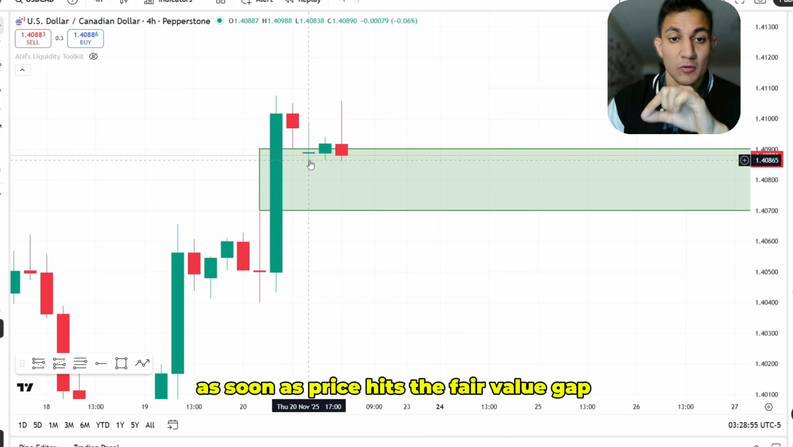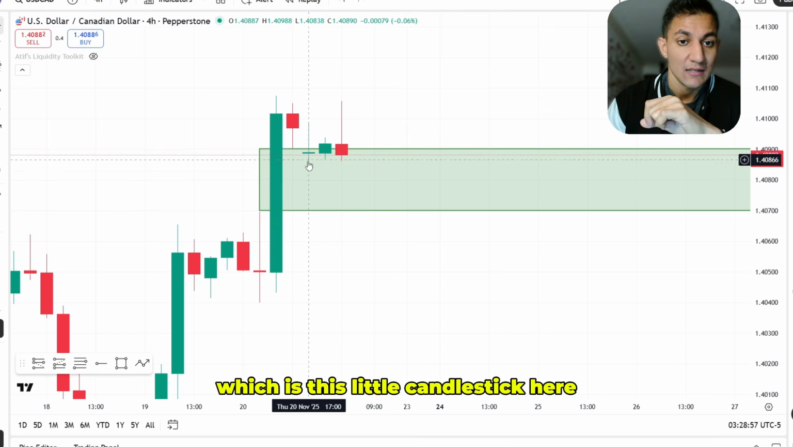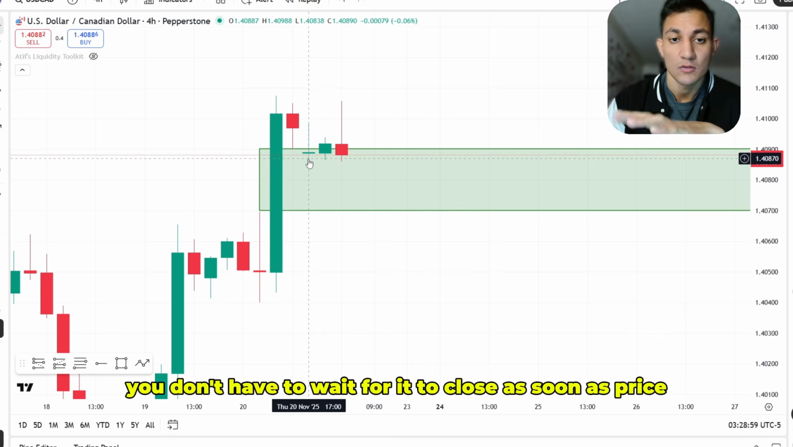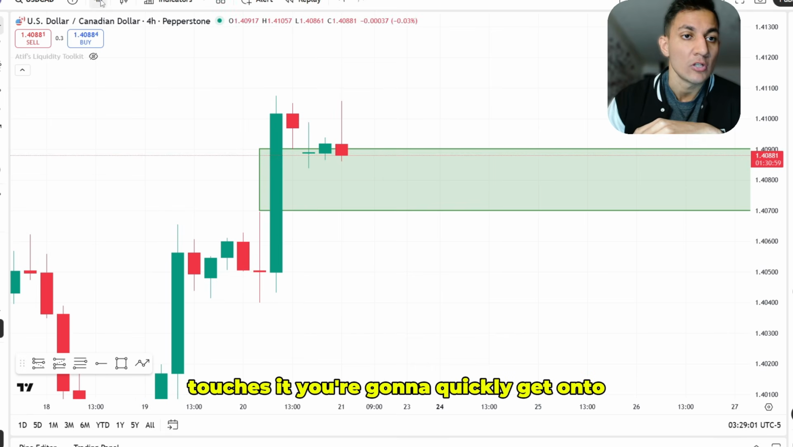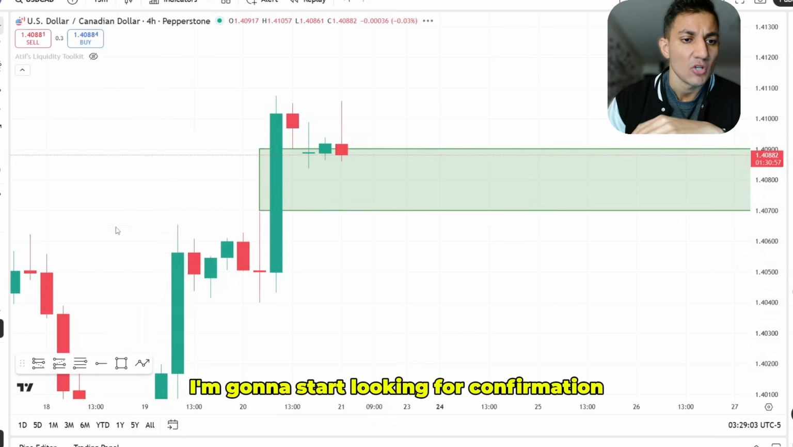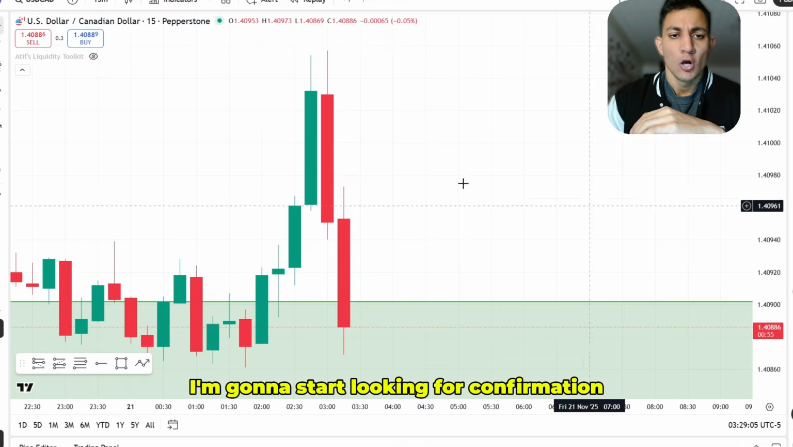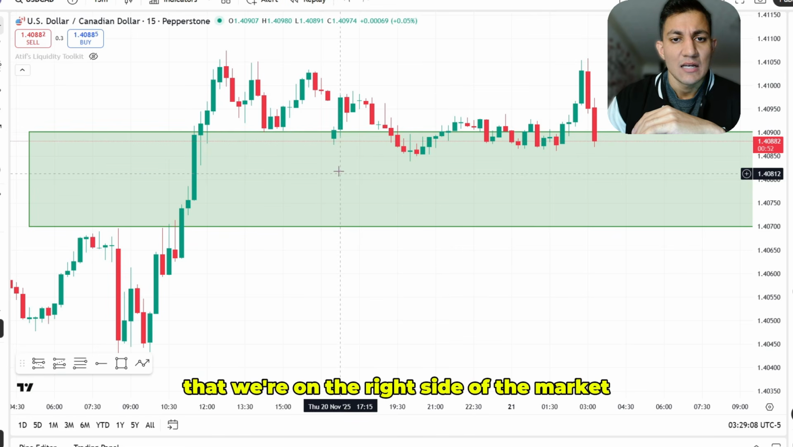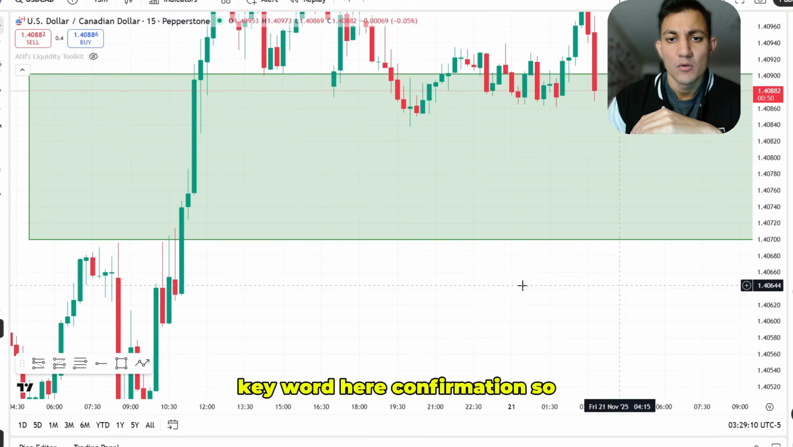Now, as soon as price hits the fair value gap, which is this little candlestick here, you don't have to wait for it to close. As soon as price touches it, you're going to quickly get onto the 15-minute chart, and we're going to start looking for confirmation that we're on the right side of the market, right? Really important, really key word here, confirmation.